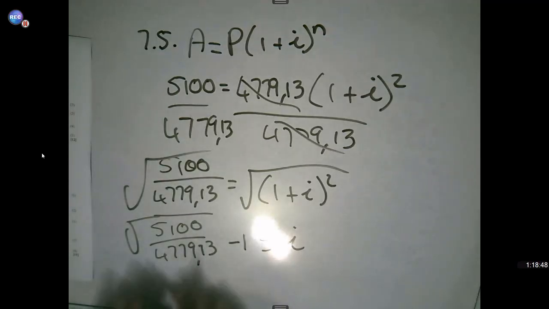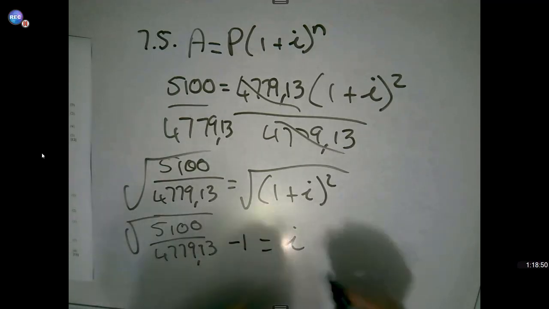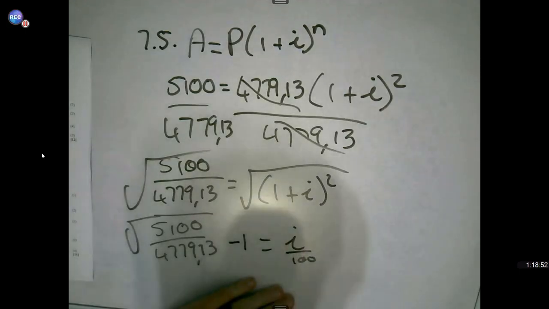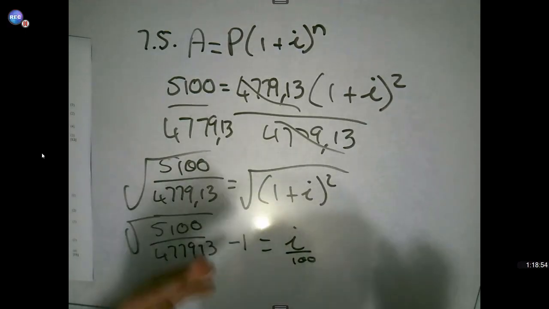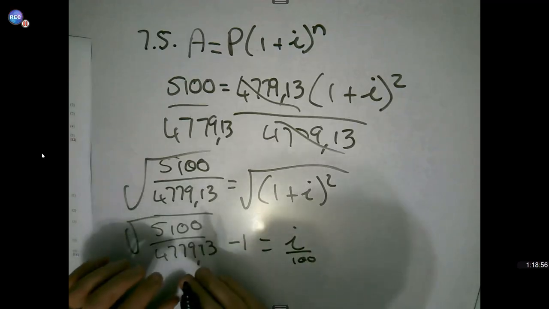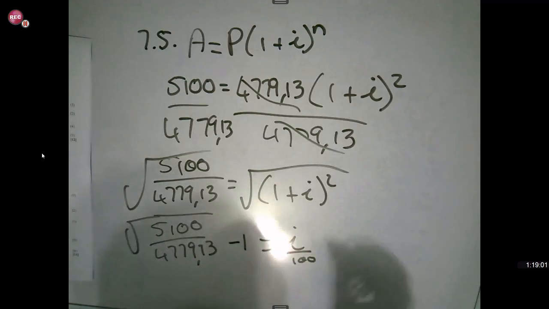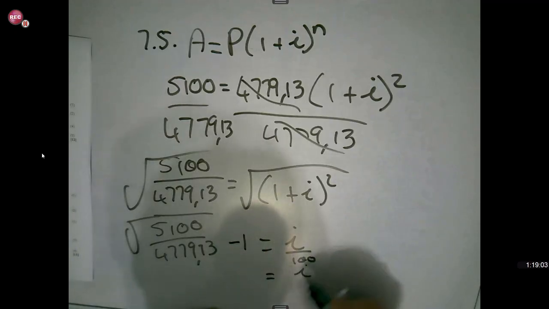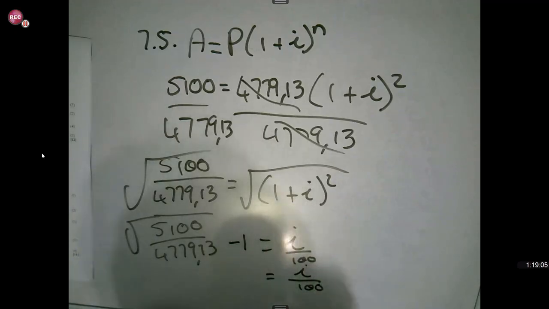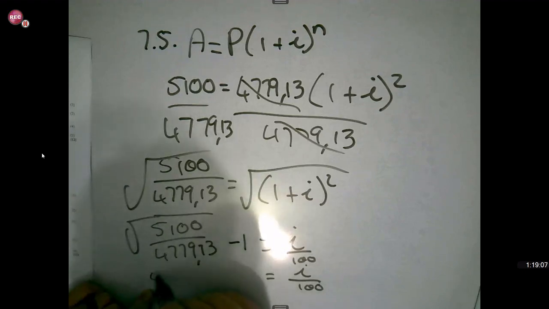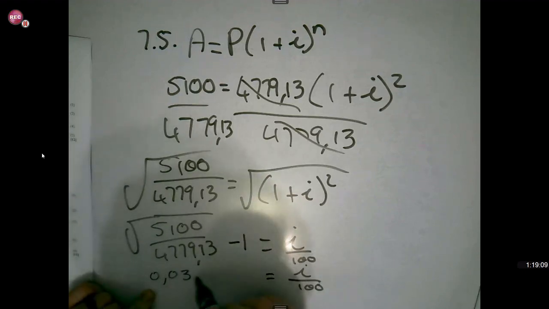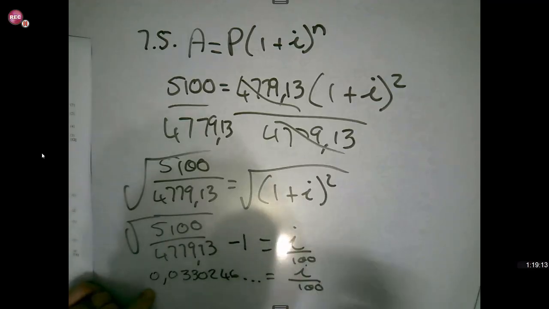When you go and put this into your calculator, you must understand that i is over 100. Okay? Because it's an interest rate. When you put this into your calculator, you get the following answer. i over 100 is equal to 0.0330246, and then it carries on.